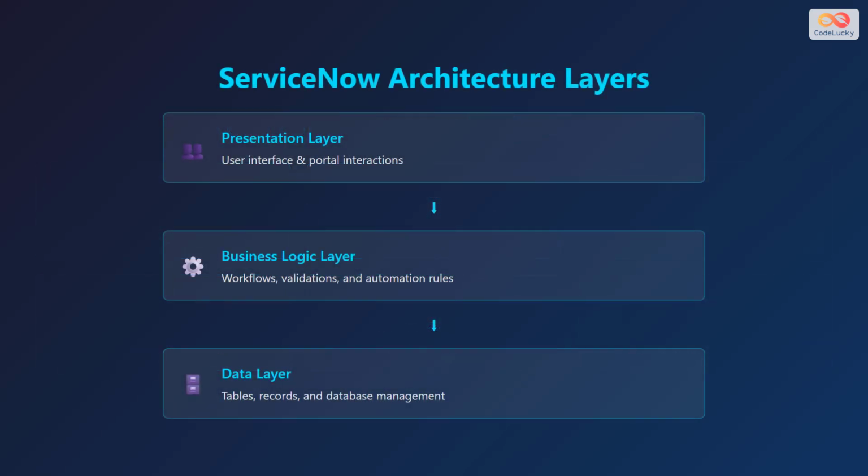ServiceNow uses a three-layer architecture. The presentation layer is what users see and interact with, the portal and interface where people submit requests or view tickets. The business logic layer handles all the rules, workflows, and automation. This is where validations happen and decisions are made. The data layer is the database that stores all your records, incidents, requests, and user information. Data flows up and down between these layers, allowing the system to process information from user input all the way to storage.